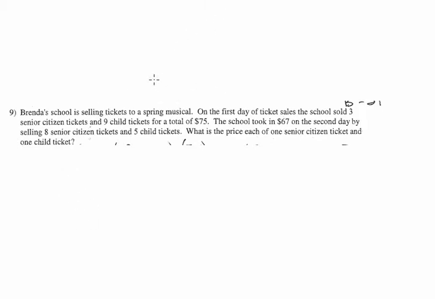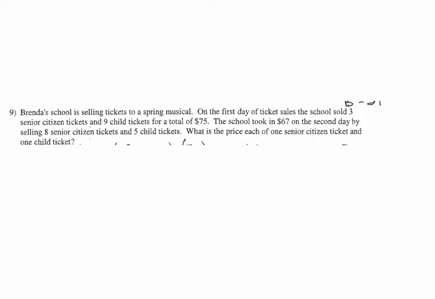and 2 equations, just like solving by substitution or elimination. Our first step I would do is read the problem, understand what it's saying. Brenda's school is selling tickets to a spring musical. On the first day of ticket sale, the school sold 3 senior citizen tickets and 9 child tickets for a total of $75. The school took in $67 on the second day by selling 8 senior citizen tickets and 5 child tickets. What is the price of each of one of the senior citizen tickets and 1 child ticket?